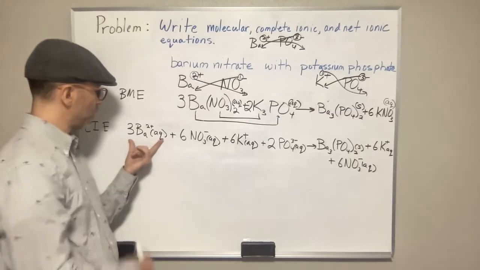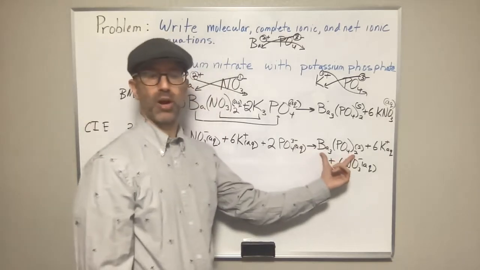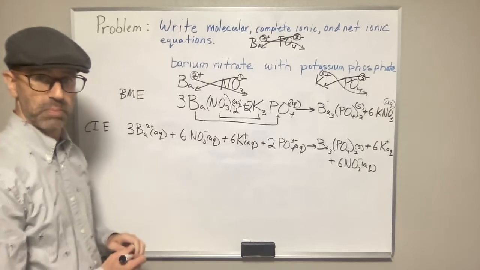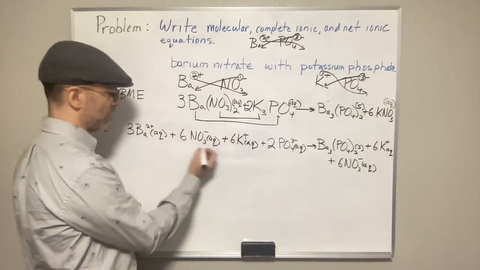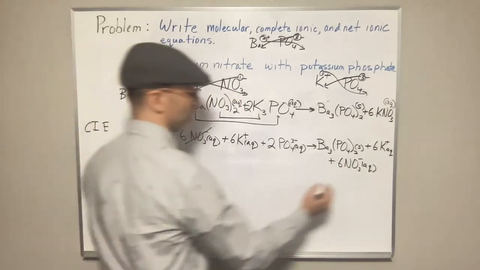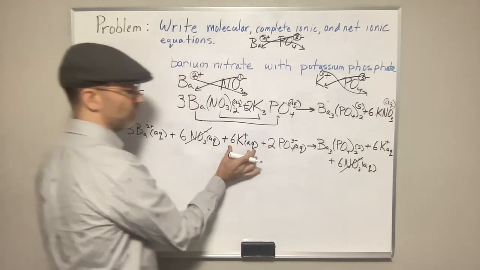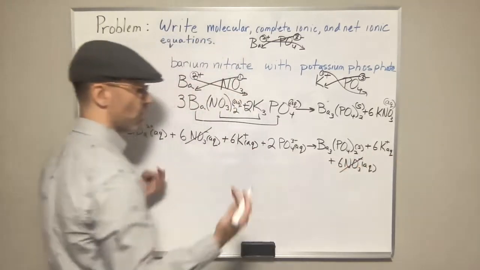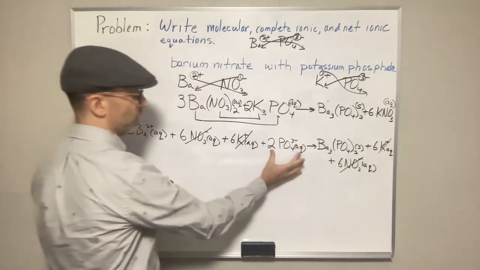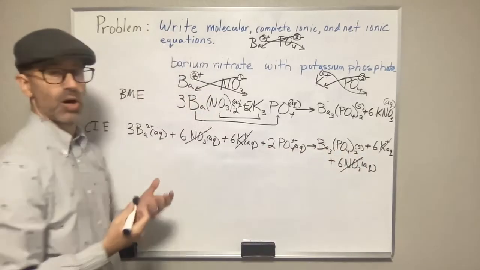So here I have 3 barium ions, aqueous. Here I have 3 bariums, but it's part of a solid, so that is a change. So barium is part of the reaction, so I'm going to keep barium. What about nitrate? I have 6 nitrate aqueous and I have 6 nitrate aqueous. No change. So that's a spectator ion. So I can get rid of that. Potassium. I have 6 potassium aqueous and I have 6 potassium aqueous. No change. So that is a spectator ion. So we can get rid of that. And you can see that the 2 phosphates go in to form the solid. So that is part of the reaction.